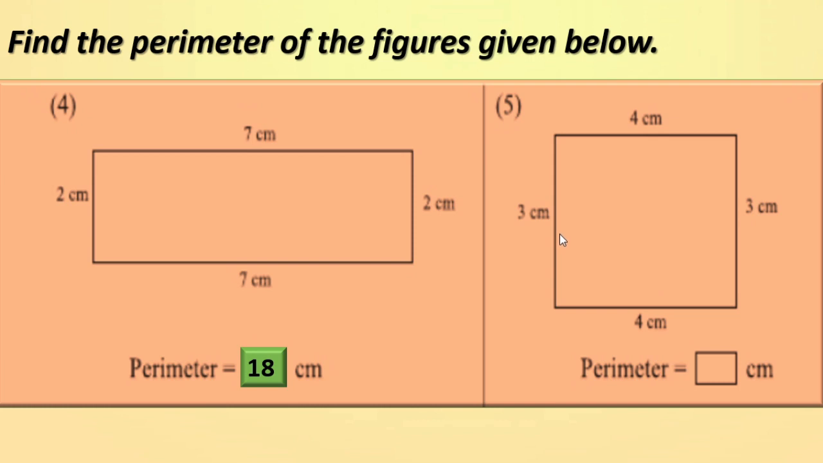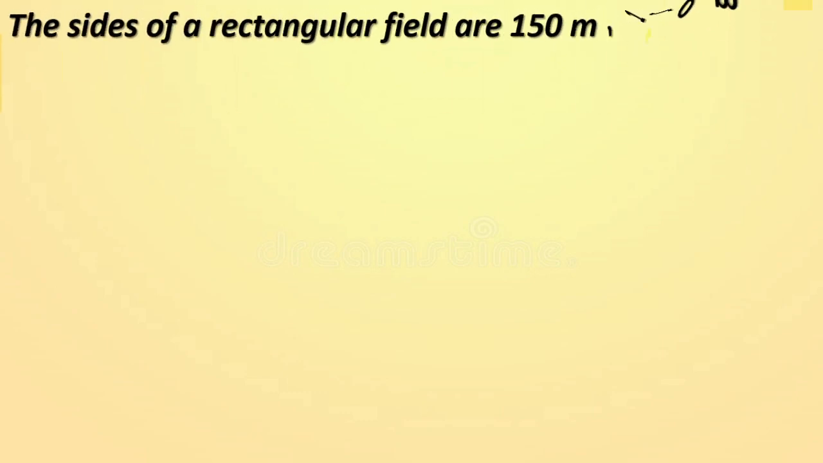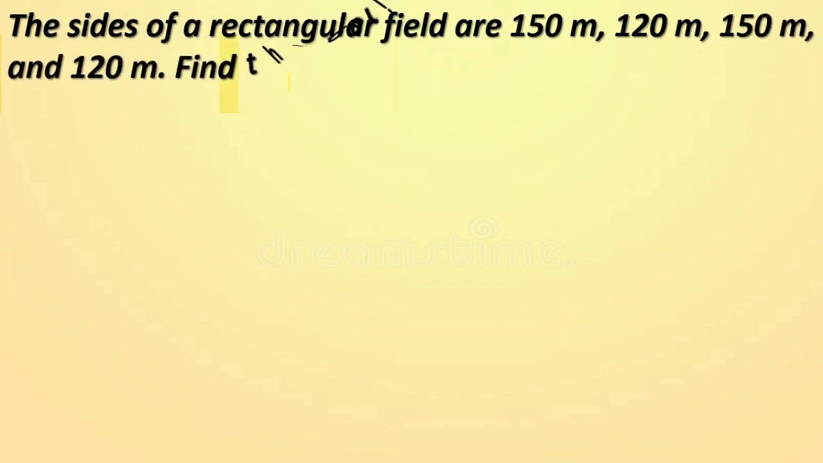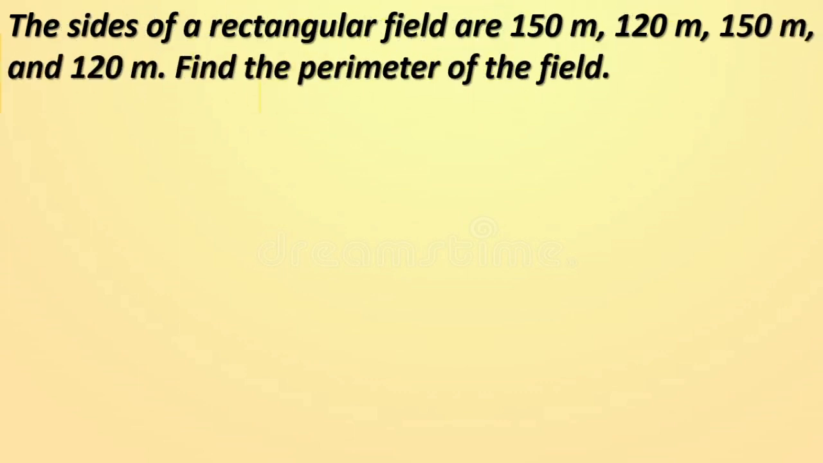Now here, this is 3, this is 3. Again 4, 4. This is a rectangle because opposite sides are equal. Come on, tell me the perimeter. Very good. That is 14 centimeter. Yes. Now we will move to a word problem. First we will go through this sum, and then we will understand, then we will go for the method.